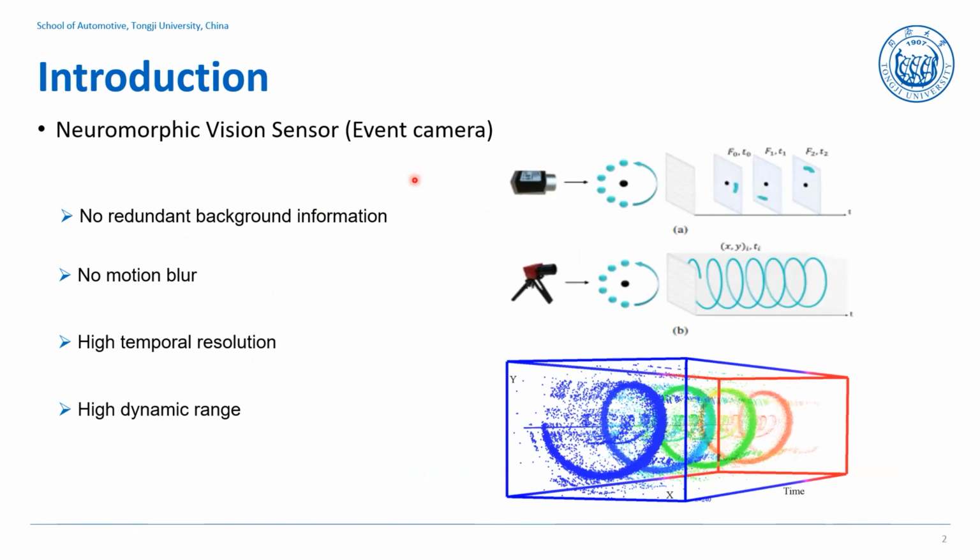Firstly, event camera is a bio-inspired sensor that captures dynamic changes in the scene and filters out redundant information. Event cameras have several advantages of no redundant background information, no motion blur, high temporal resolution and high dynamic range. This indicates event cameras have a promising future in the field of motion intelligence, especially for autonomous vehicles.